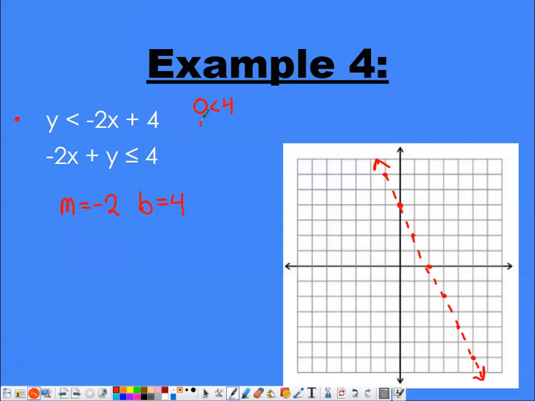0 is less than 4, that is true. So let's go ahead and shade the bottom region, because 0, 0 is in that solution. So we're going to go ahead and shade that region.